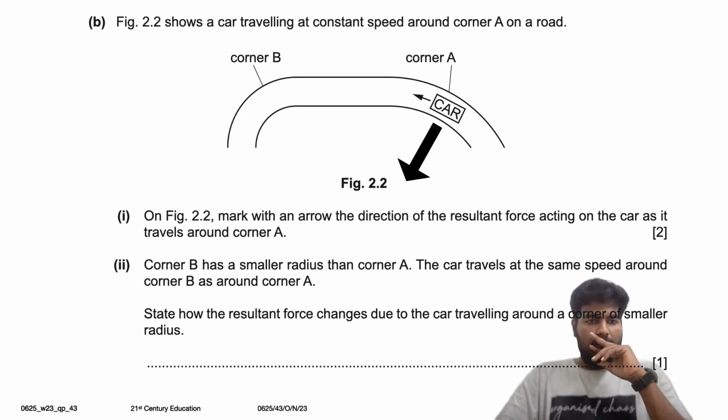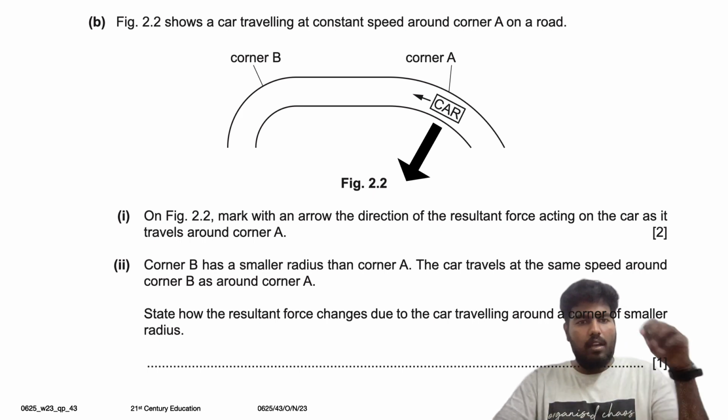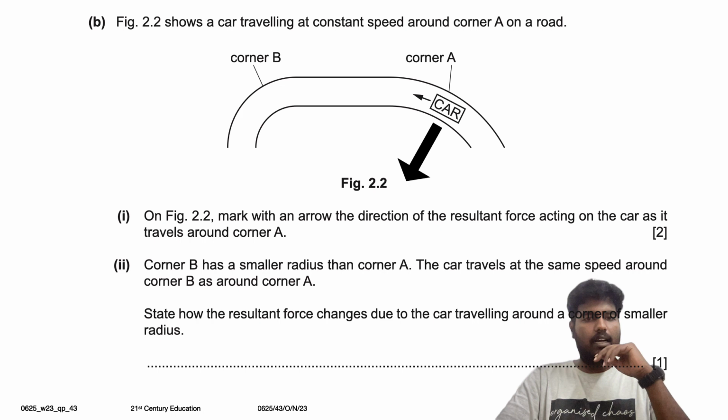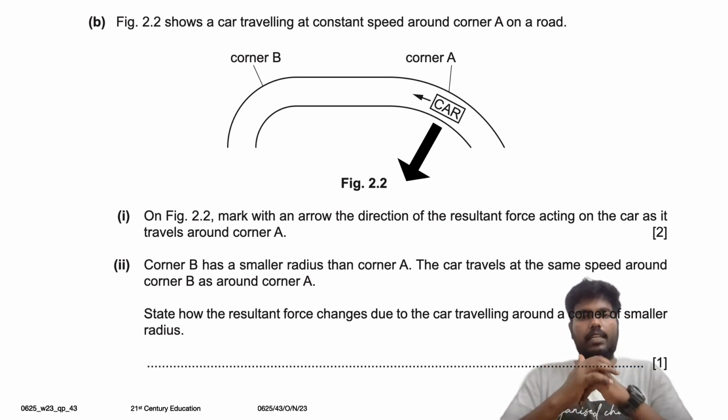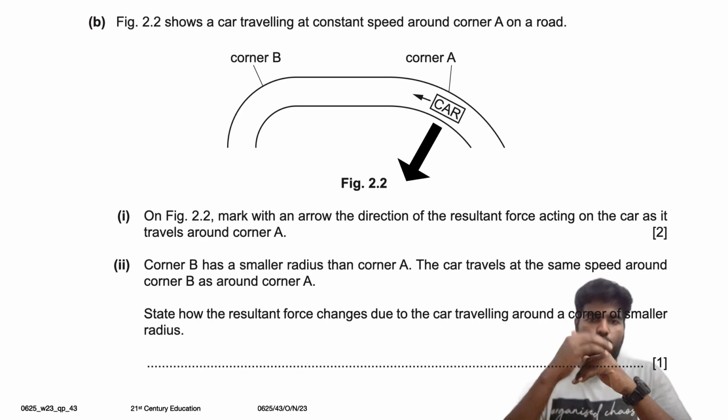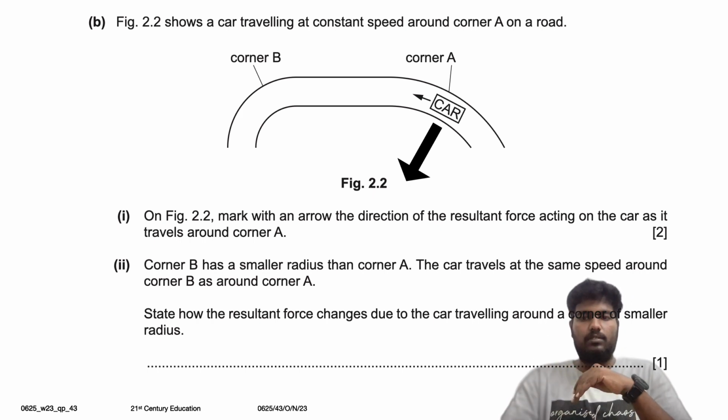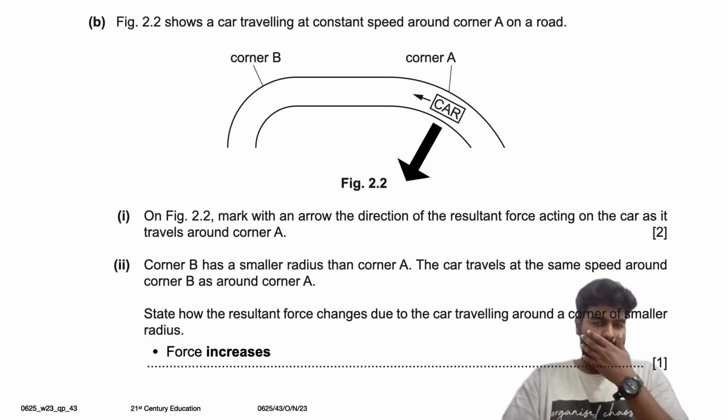Okay. Second, corner B has a smaller radius than corner A. The car travels at the same speed around corner B as around corner A. State how the resultant force changes due to the car traveling around a corner of smaller radius. So the force will increase. The more change in direction requires more force. So the force increases. That's all. Okay, can move to the next question.